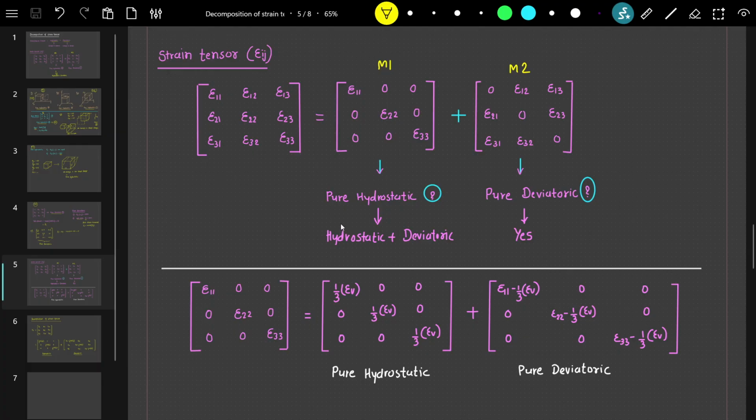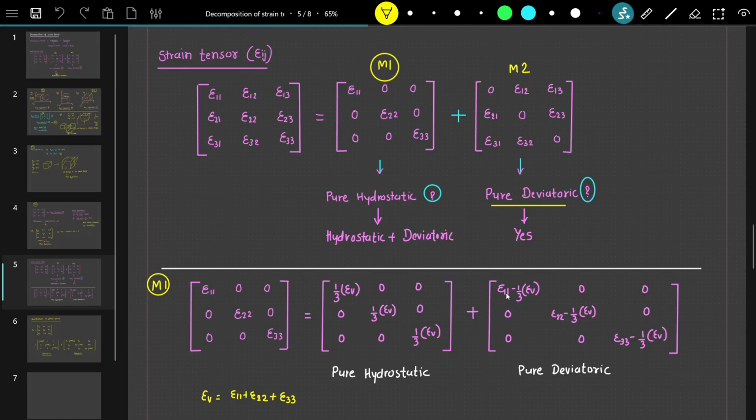Now, our objective is to split the strain tensor into hydrostatic plus deviatoric. M2 is okay, it is pure deviatoric, but we have to further split M1, because it is hydrostatic plus deviatoric. So let's talk about M1 again. Let's split M1 something like this, where epsilon V is epsilon 11 plus epsilon 22 plus epsilon 33, which is the trace of this matrix. So I split it into one third of epsilon V on the diagonal, and this matrix with epsilon 11 minus one third of epsilon V. When we combine them we get this matrix.